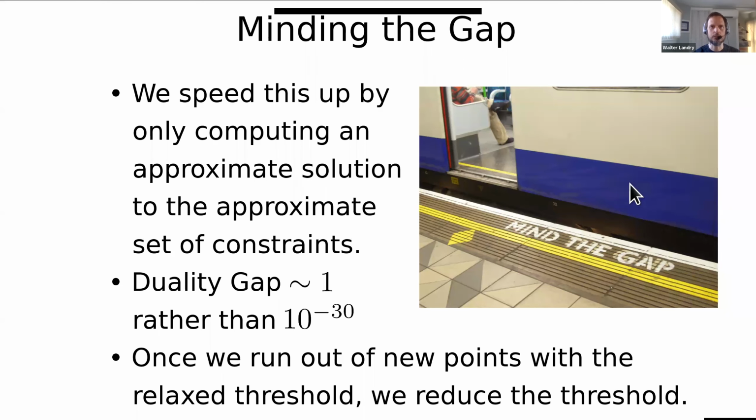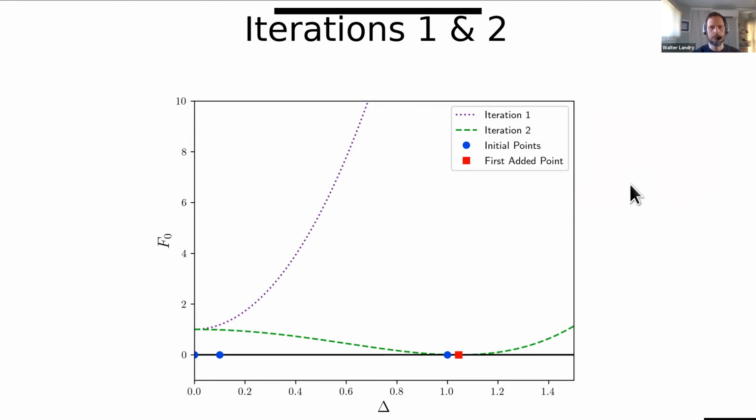So let's see how this works. This is the toy example. This is the first solution. As you can see, it is positive everywhere, but it's really not optimal. And that's because the duality gap is essentially large. So for the second iteration, we reduced the duality gap, and then we got something that looks a little more optimal. These blue circles are the initial points, 0, 0.1, 1, and I also have one way at infinity. And so it adds 1 at about 1.04.